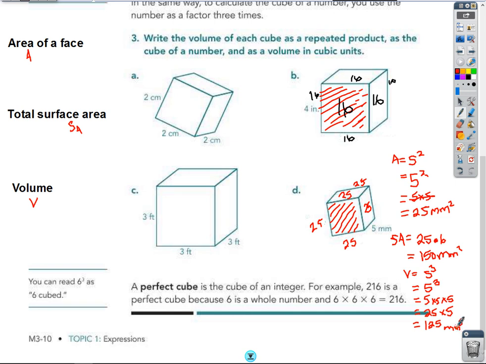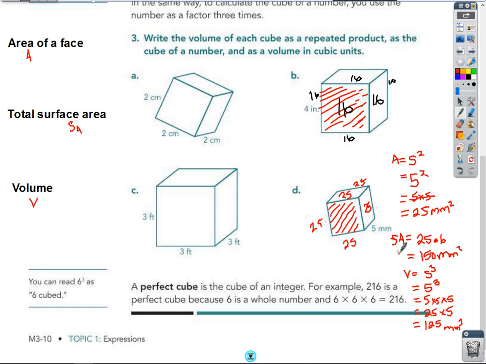So that's really all that you need to be able to do. Find the area of one of the faces by taking the one side and squaring it. Once you know the area of one side, to find the surface area, you just take the area of one face and multiply by 6. To find the volume, you take the length of one side and raise it to the third power. And that will tell you the volume for a cube every time.